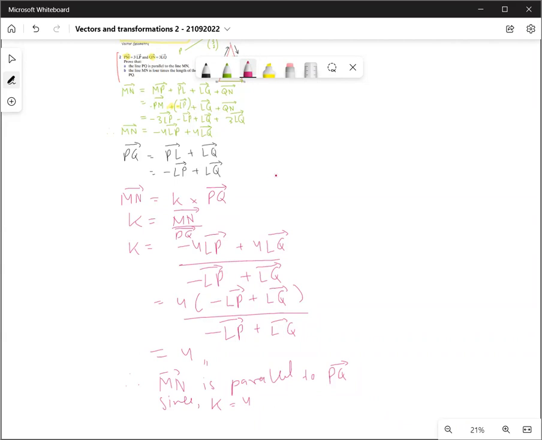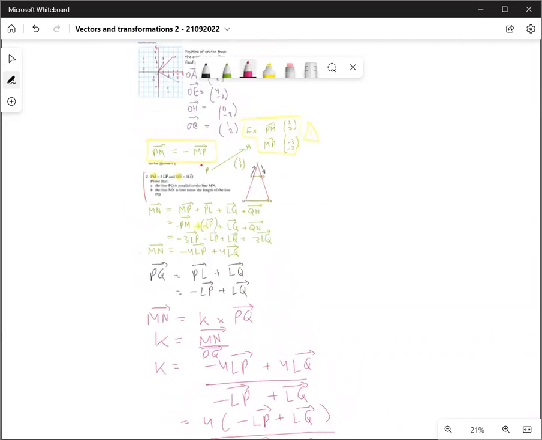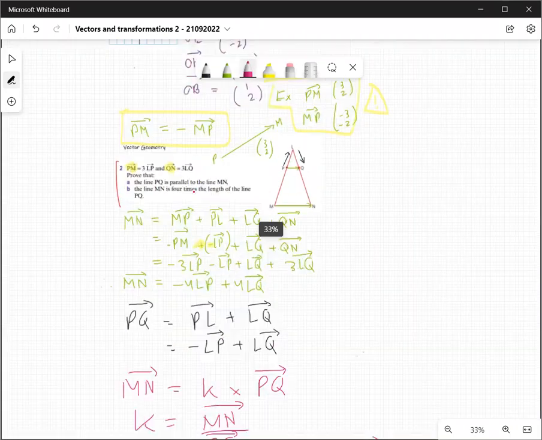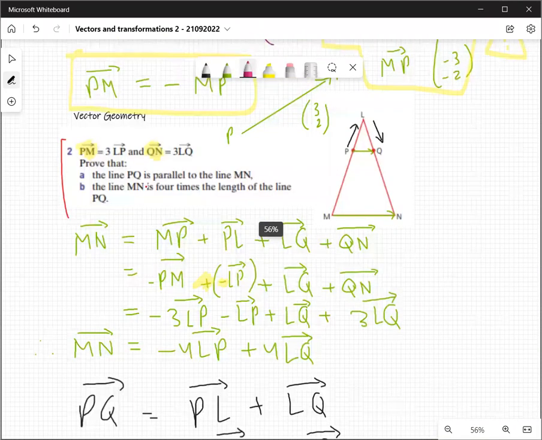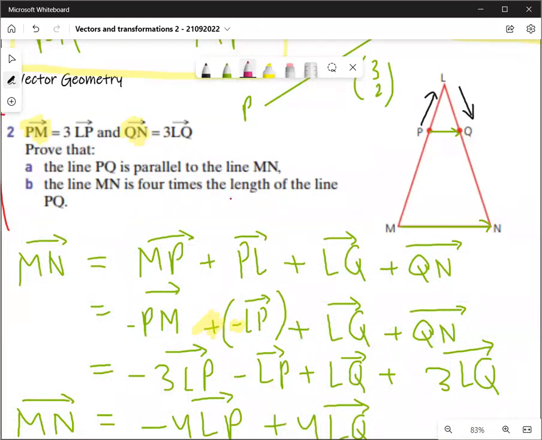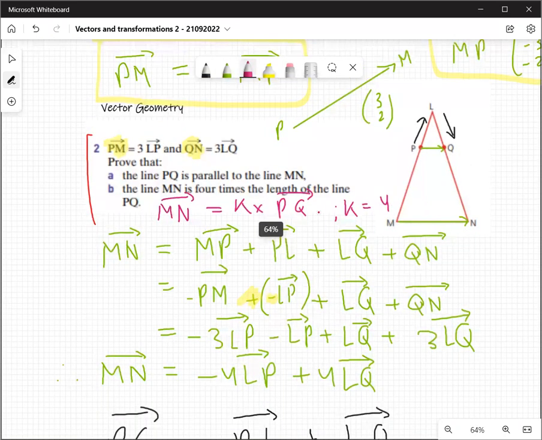In the same way, we realize, look, they're asking us the line MN is 4 times the length of line PQ. You can just prove this by saying that MN is K times PQ, where K is 4, for part B.